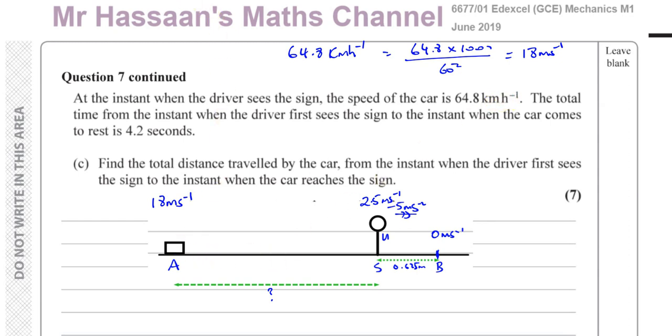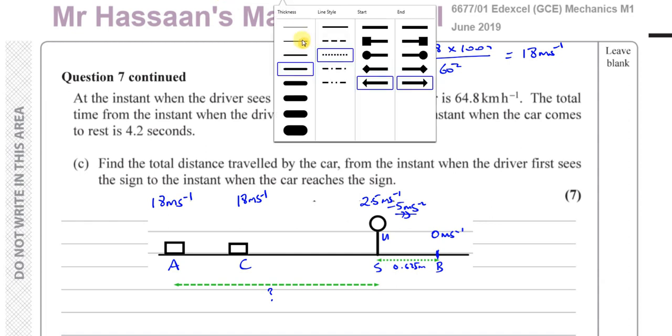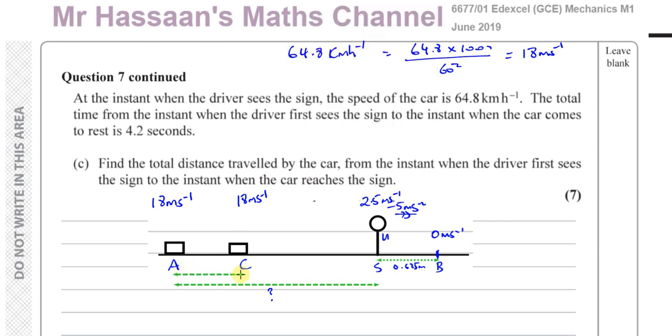So let's say the car traveled a certain distance before he started braking. Supposing he started to brake at this point here. So it's still going at 18 meters per second at this point. And let's call this point C. So we need to find the distance that this car is traveling between A and C, and the distance that the car is traveling between C and S. Let's call this S1 and let's call this S2.